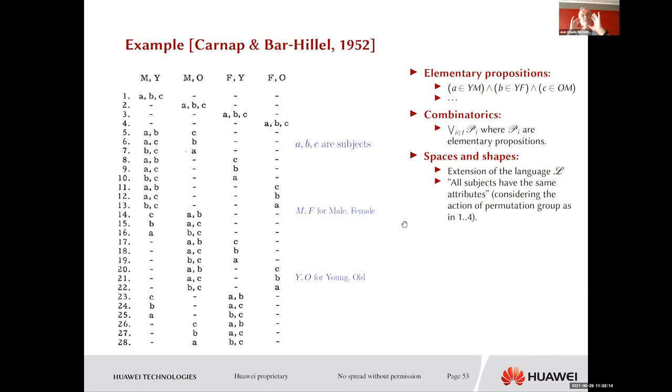Okay, this is just the first notion of semantic information that has been introduced by Carnap and Bar-Hillel in 1952. In this case, what they had was, in fact, elementary propositions. In this example, for example, they had three subjects, A, B, C, and these subjects were individuals, persons, that have two different attributes: M for male, F for female, Y for young, and O for old, all right? And then elementary propositions were just something in which you say that A is young and male, or B is young and female, and C is old and male, for example, all right? And then the combinatorics, in this case, of course, is the OR of all possible parts of those elementary propositions, all right?